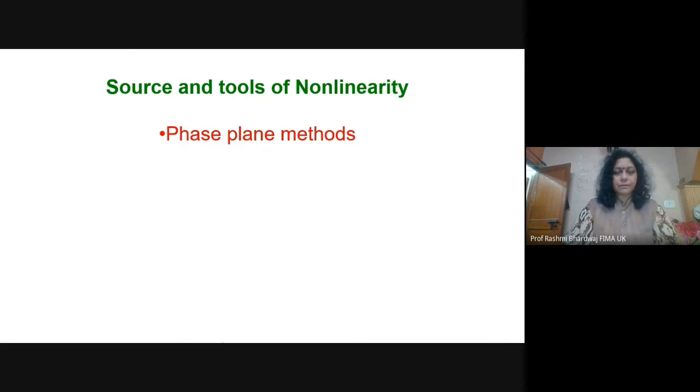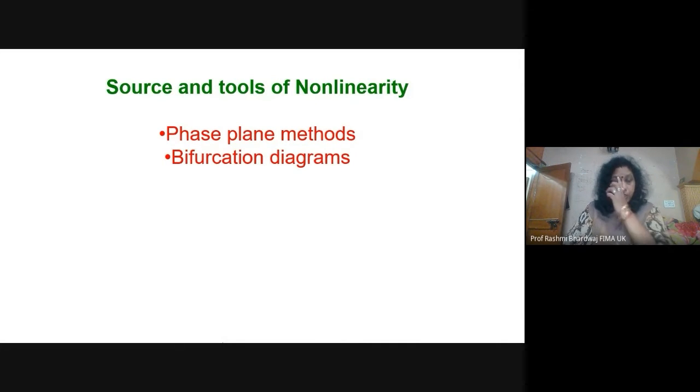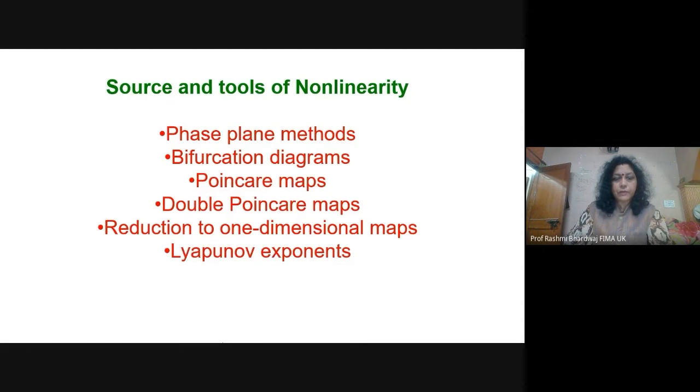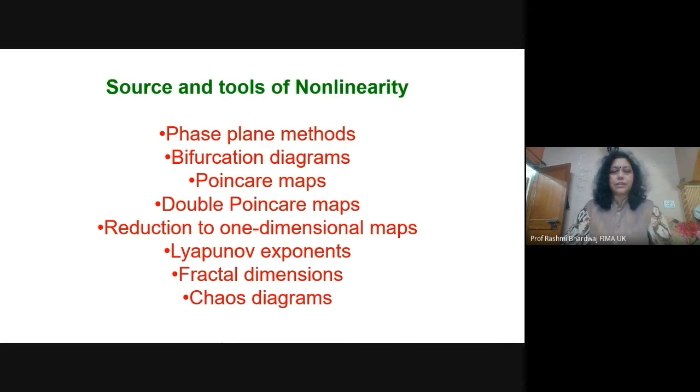So if we have to talk about this, what are the sources and tools for the nonlinearity? First is phase plane methods. Yesterday I discussed that, but I will take some slides about that. Then the bifurcation diagram, that also we discussed about the logistic map, Poincare maps, double Poincare maps, reduction to one-dimensional map, Lyapunov exponent, fractal dimension, that also I explained, and the chaos diagrams that I will try to cover some of that.